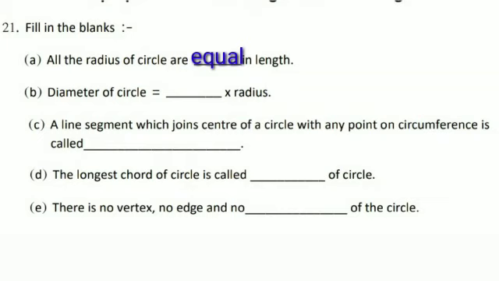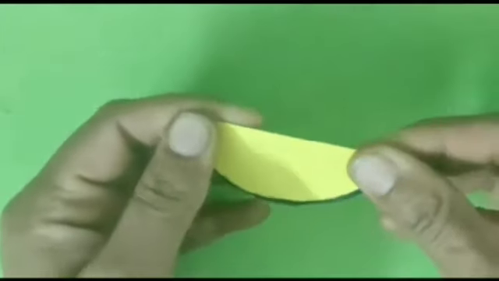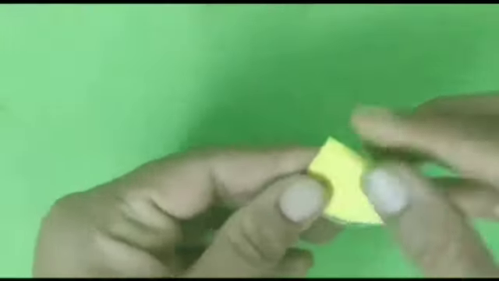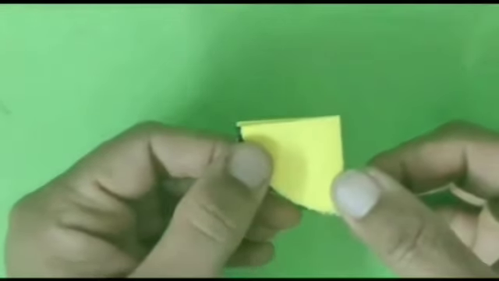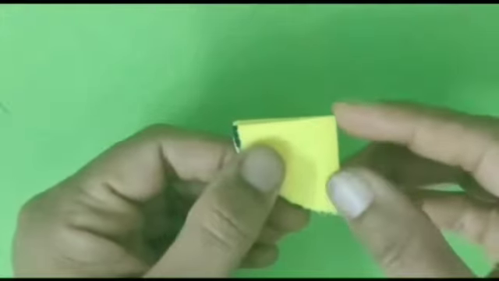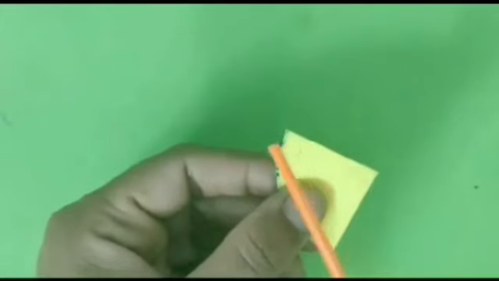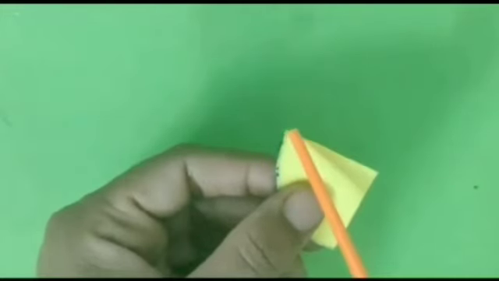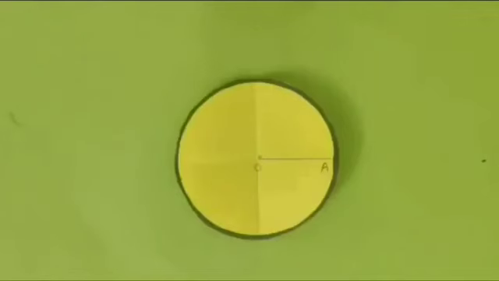Second blank is diameter of a circle is equal to dash into radius. Fold this circular paper into equal parts. Now again fold it into two more equal parts, and thus we get a pointed peak that is the center of the circle O. Now the distance between the center and a point on a circumference is known as the radius of the circle. So here OA is the radius of the circle.